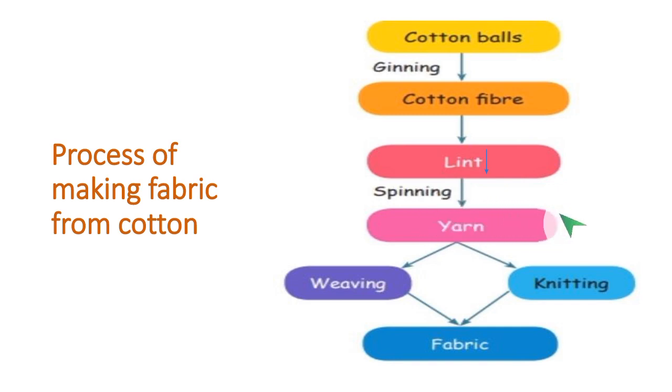The process of making yarn from lint is called spinning. Yarn is converted into fabric by the two important processes called weaving and knitting. Let's learn about these processes step by step.